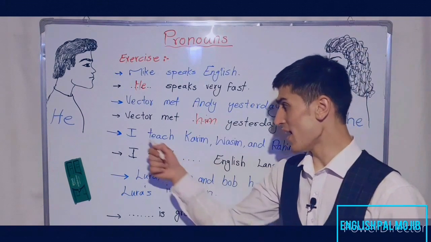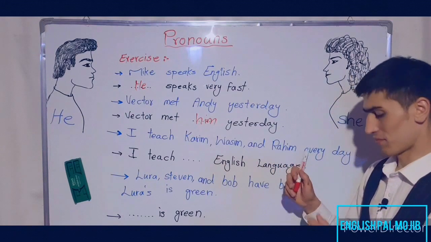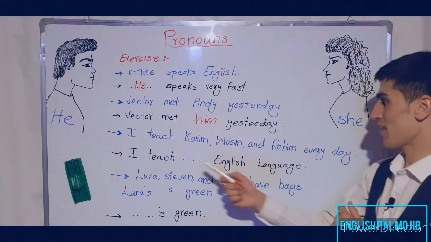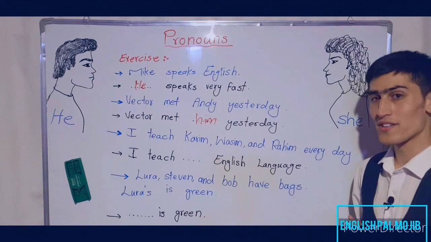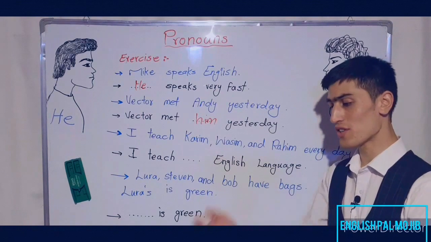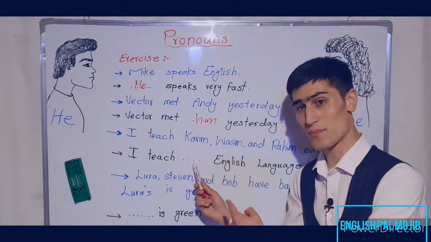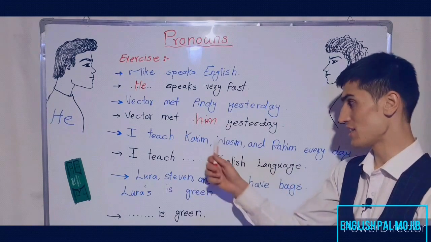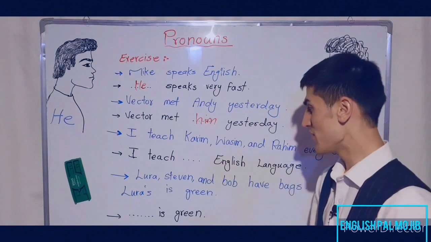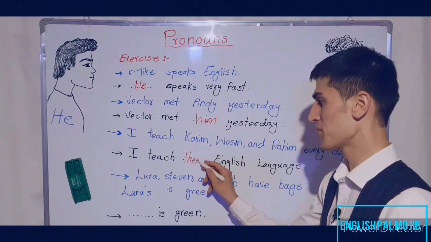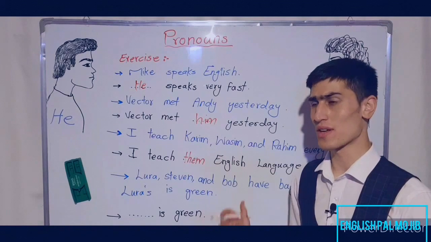Okay? I teach Karim, Wasim, and Rahim every day. You see, I have three names here. I want to change these names and use a pronoun instead of them. I teach a pronoun English language, instead of Karim, Wasim, and Rahim. What do you use? If you said them, then that's the correct one. I teach them English language, or I teach them the English language.